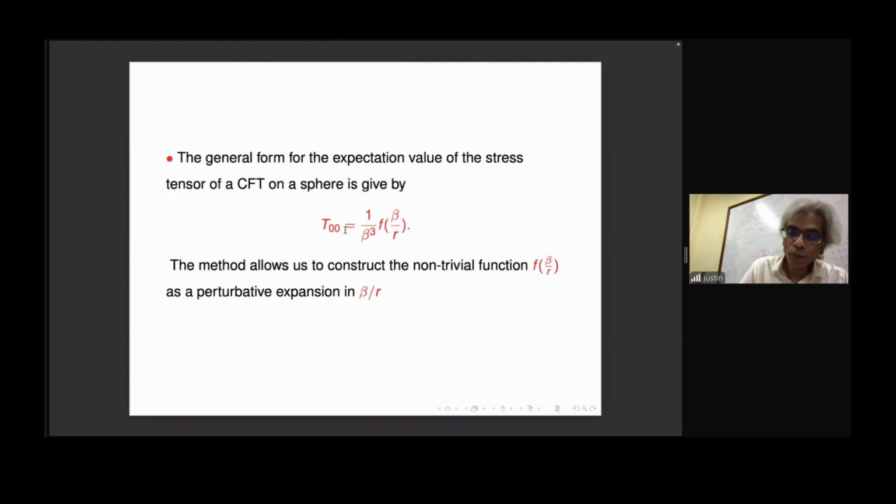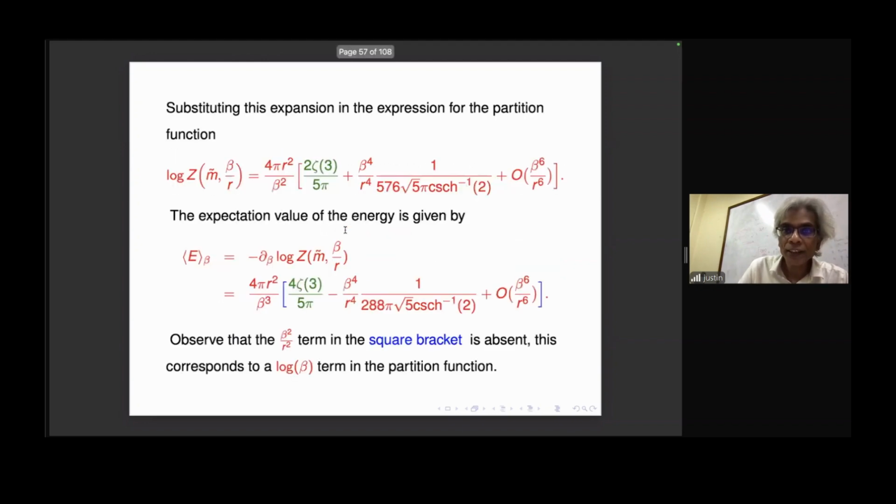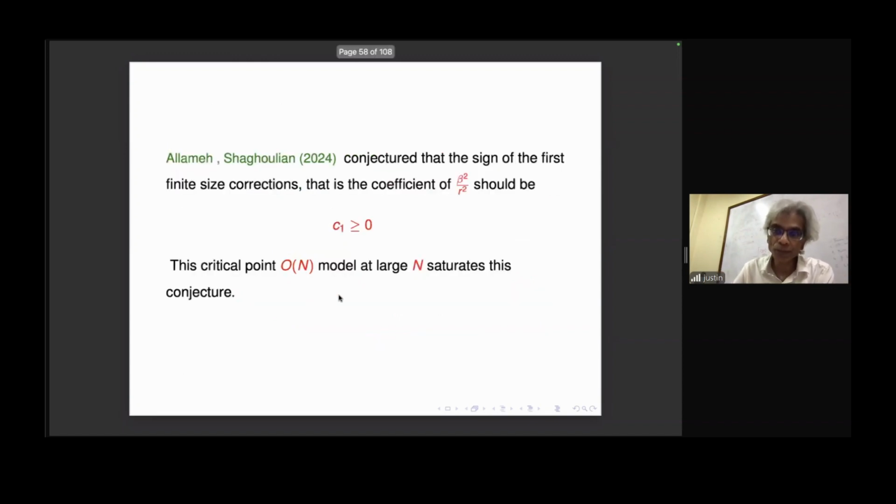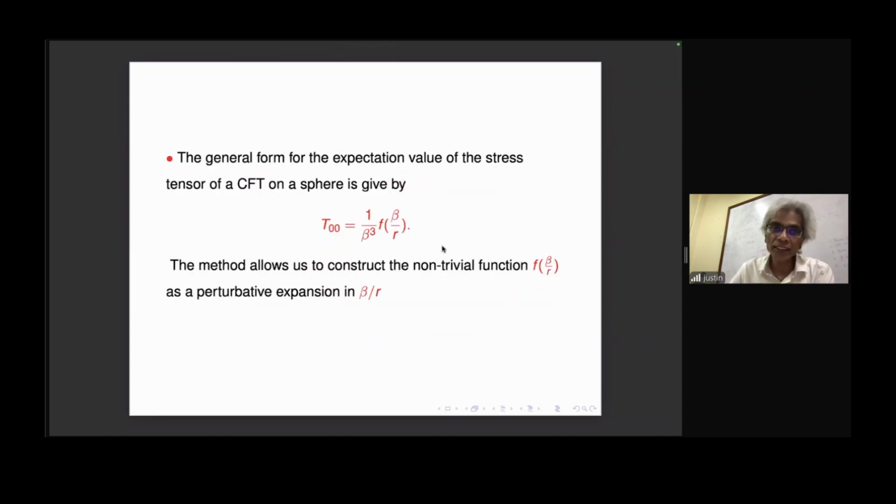And the general form of the expectation value also fits in with the thermal CFT. You can see that the scale is there, R, 1 by beta cubed, that scale. And then everything is a function of beta by r. So that structure of a conformal CFT on a sphere is there. And this method allows us to reconstruct this function, order by order in the beta by r expansion.